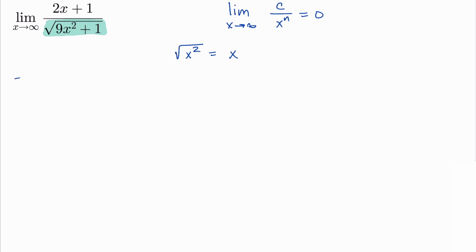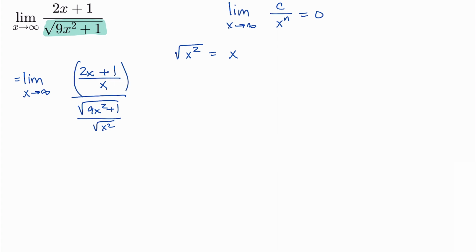So what I'm going to do is I'm going to divide the numerator by x, and I'm going to divide the denominator by the square root of x squared. And that's so that the square roots align and the non-square roots align. So looking at that expression now, we have some simplifying to do.